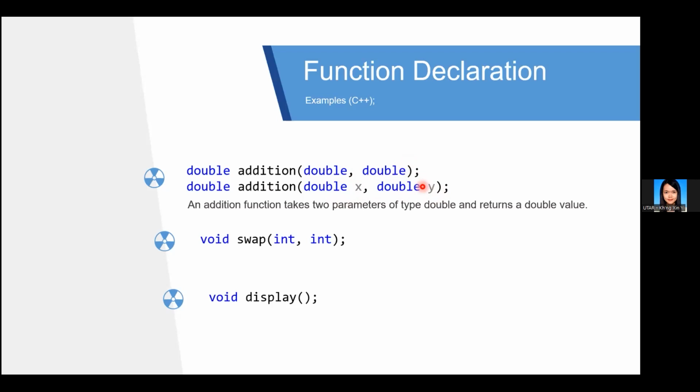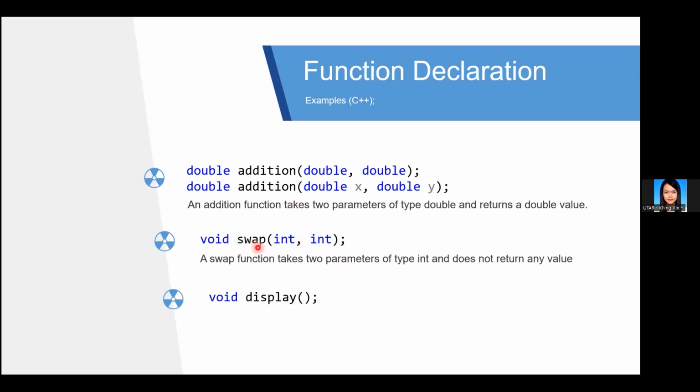And then we move on to the second example here. You can see that the void is the return type, right? Which means that the function won't return anything. And then swap is the function name. And then the parameter list here, we have two integers. So here we know that we are going to pass down two integers to the function called swap.